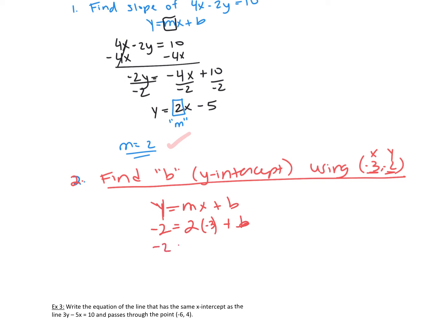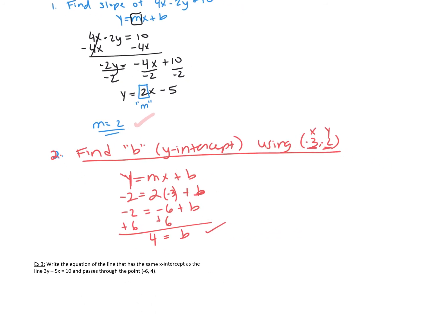So -2 equals -6 plus b. I'm going to add the 6 over, so I have a y-intercept of 4. So once I have my m and my b, I put them together to get the final answer. The final equation is y equals 2x plus 4. Okay, all I did was take the answers from steps 1 and 2 and plug them into the equation, and I leave it in terms of x and y.